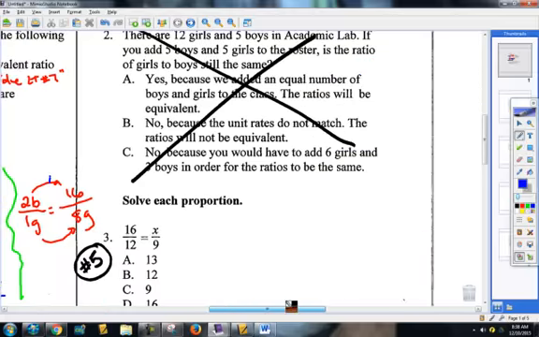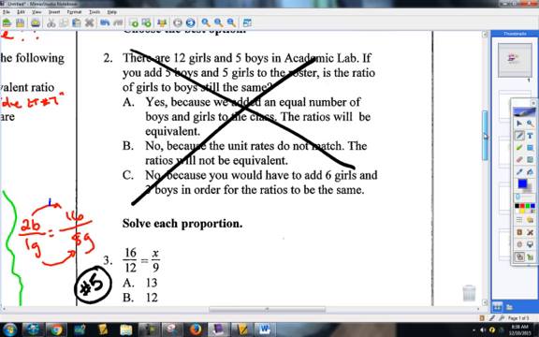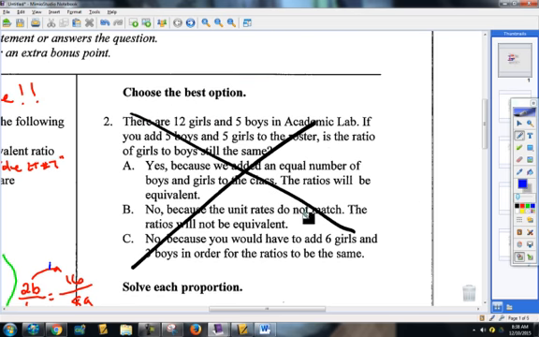Okay, number 2. Now number 2, don't worry that it's got a big X through it. I didn't mean to do that. So we'll just kind of read it. There are 12 girls and 5 boys in academic lab. Shouldn't I have identified that as my fake ratio or my fratio? That's exactly what that is.